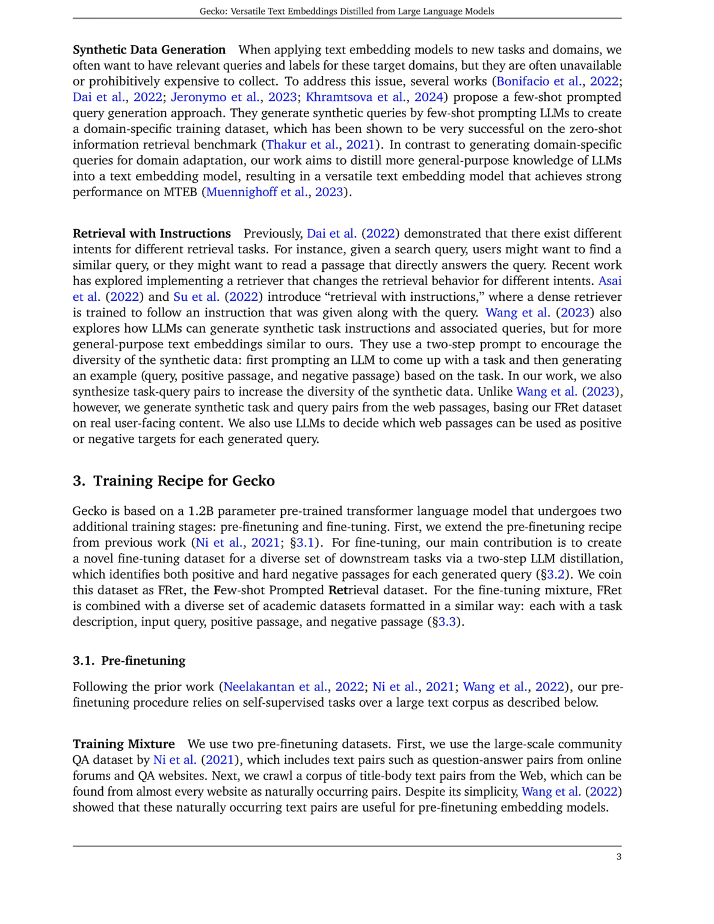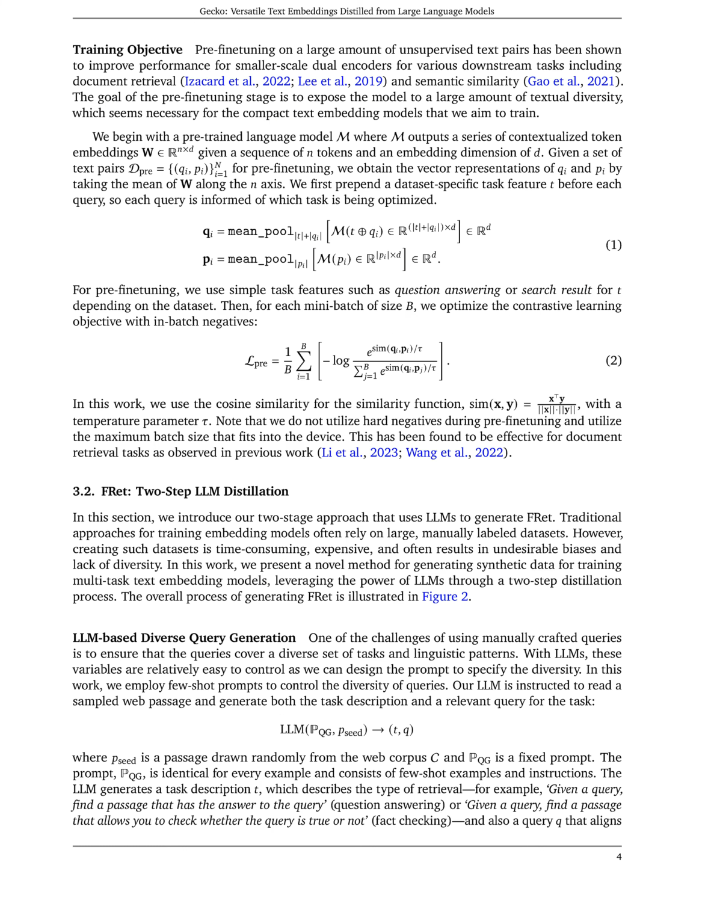What is the training recipe for Gecko model, including the pre-fine-tuning and fine-tuning stages? The training recipe for the Gecko model involves two main stages: pre-fine-tuning and fine-tuning. In the pre-fine-tuning stage, a large text corpus is used for self-supervised tasks to expose the model to textual diversity. This stage includes adding a dataset-specific task feature before each query, such as question answering or search result, to inform the model about the task being optimized.